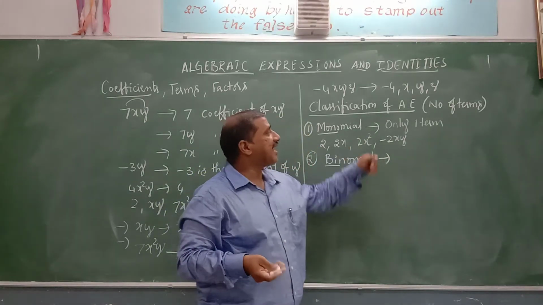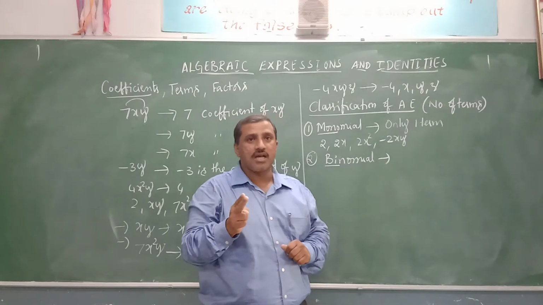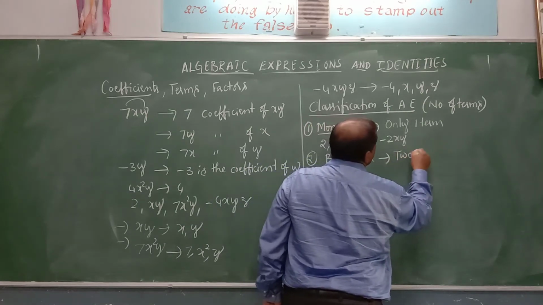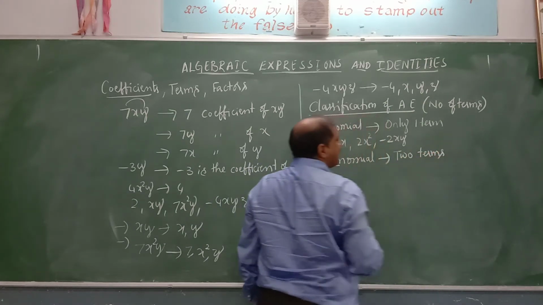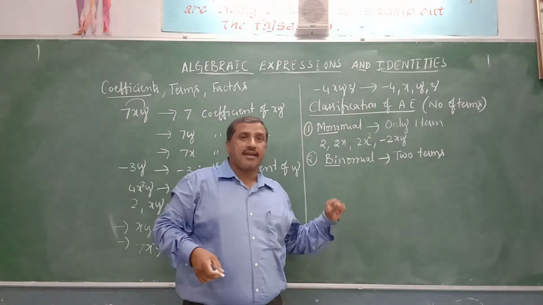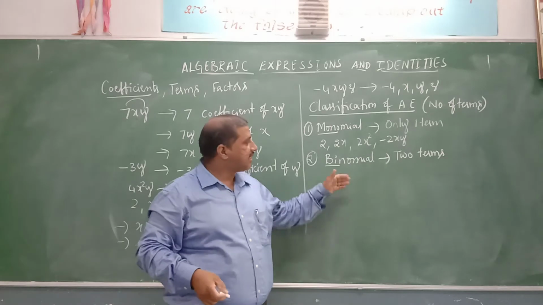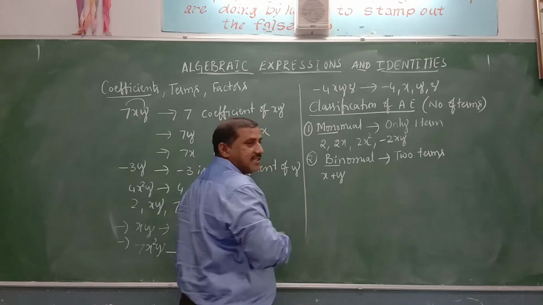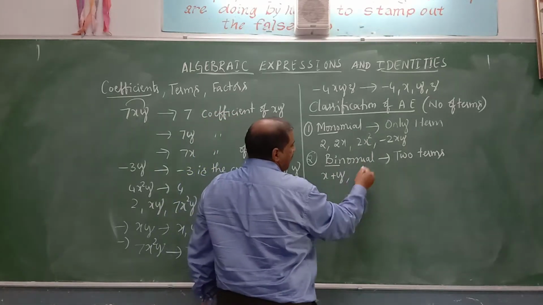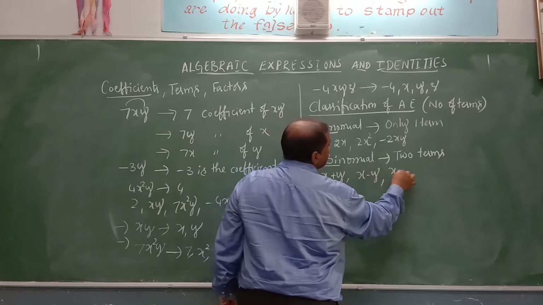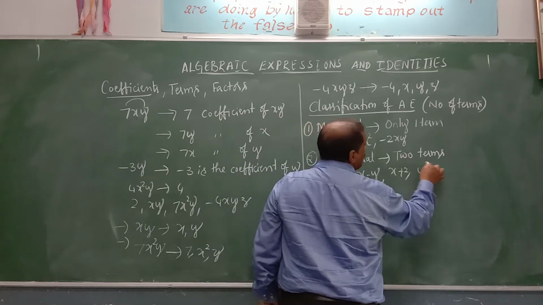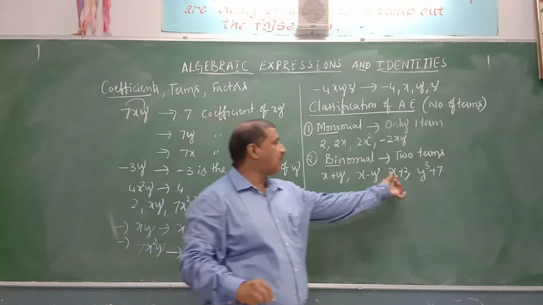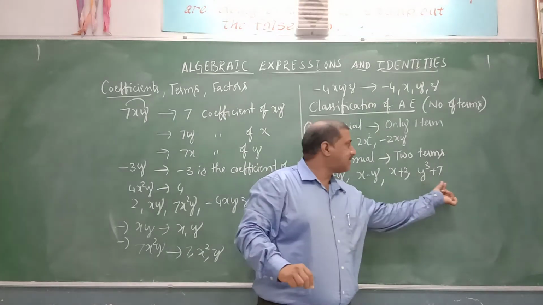Binomial means an algebraic expression which contains 2 terms. An algebraic expression which contains 2 terms is known as a binomial. Examples: x plus y. x is one term, y is the other term. So it is a binomial. Then x minus y is a binomial. x plus 2 is a binomial. y cube plus 7 is a binomial, which has only 2 terms. In this, y cube is one term, 7 is the other term.